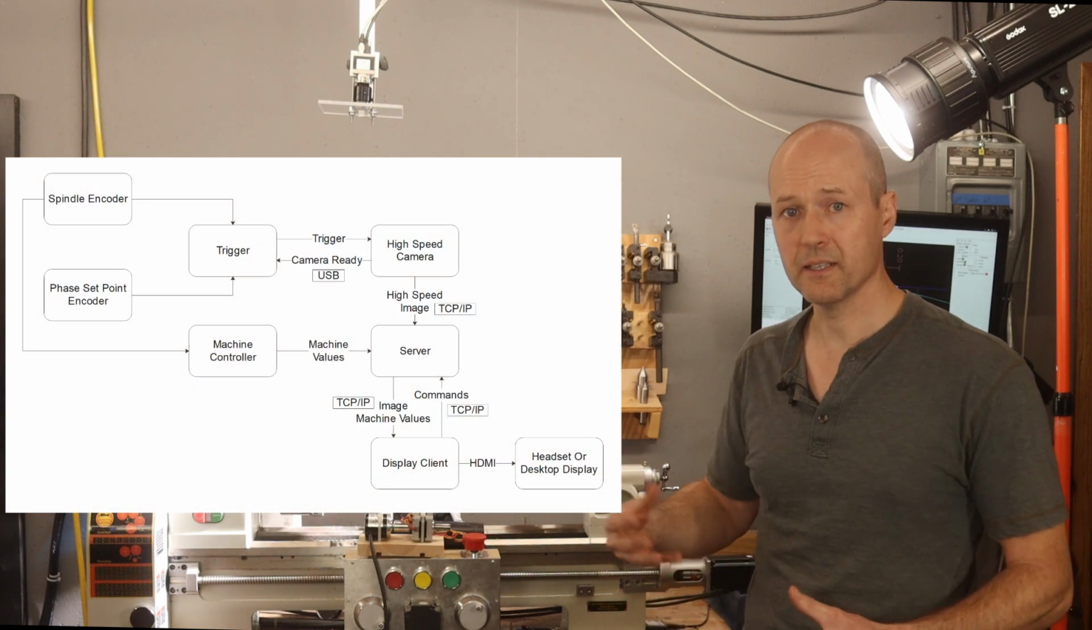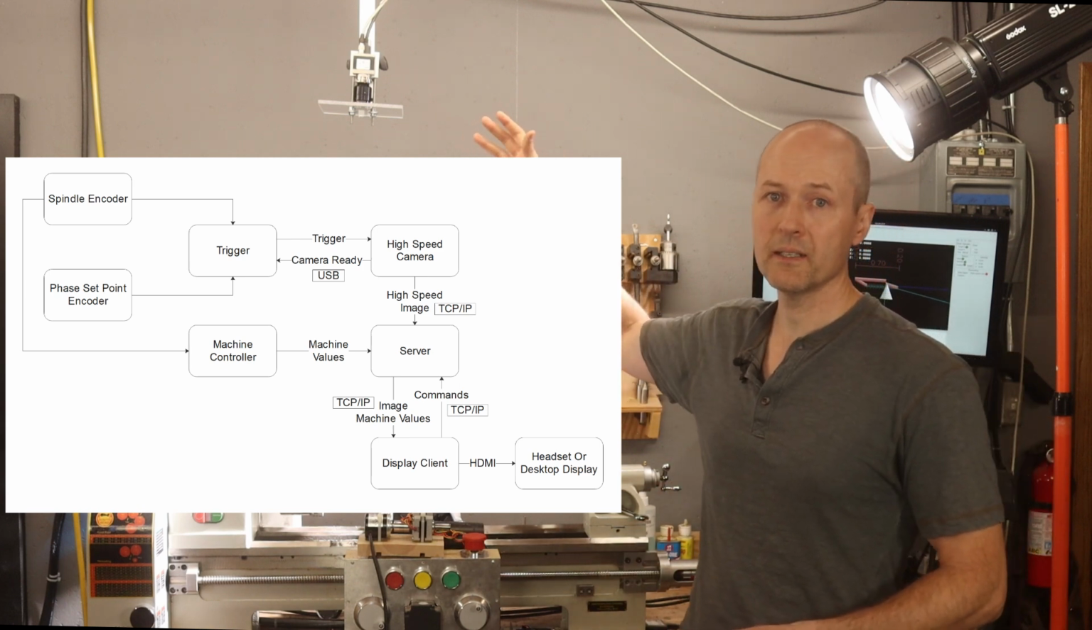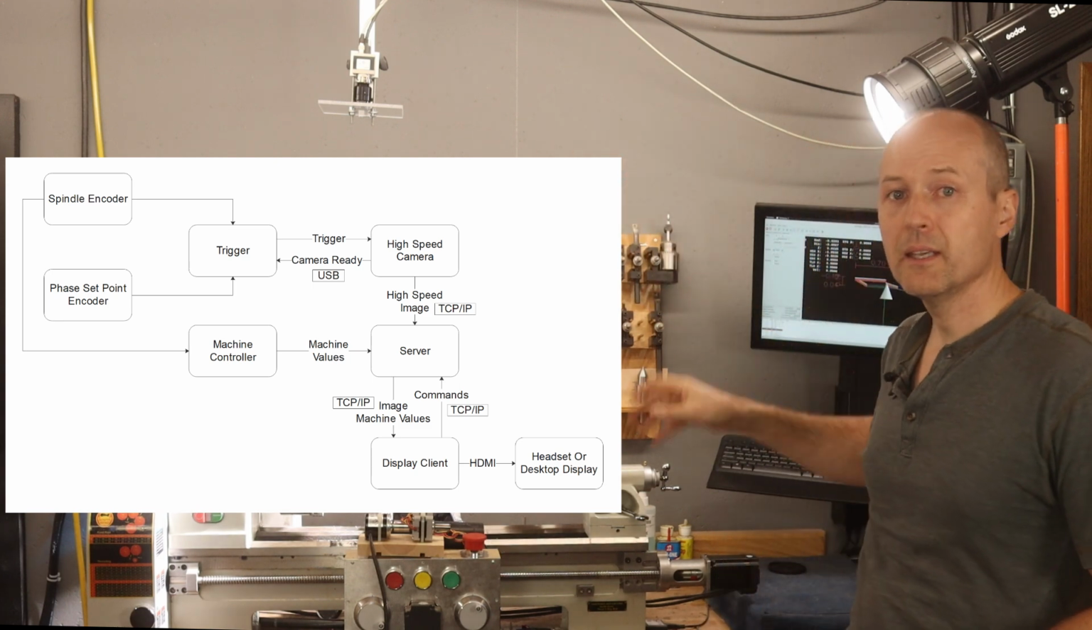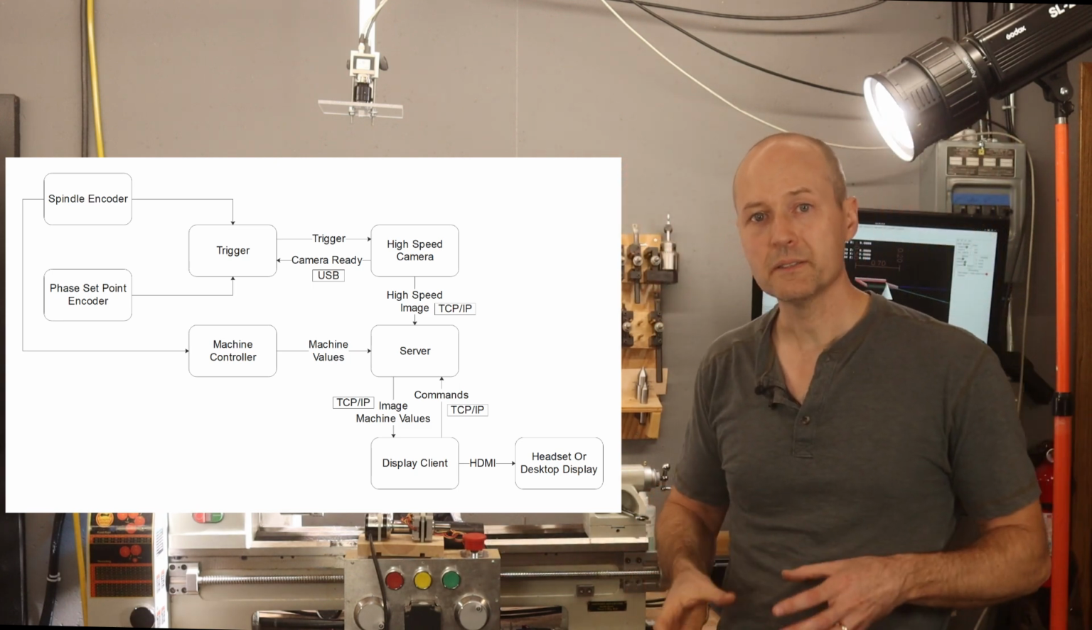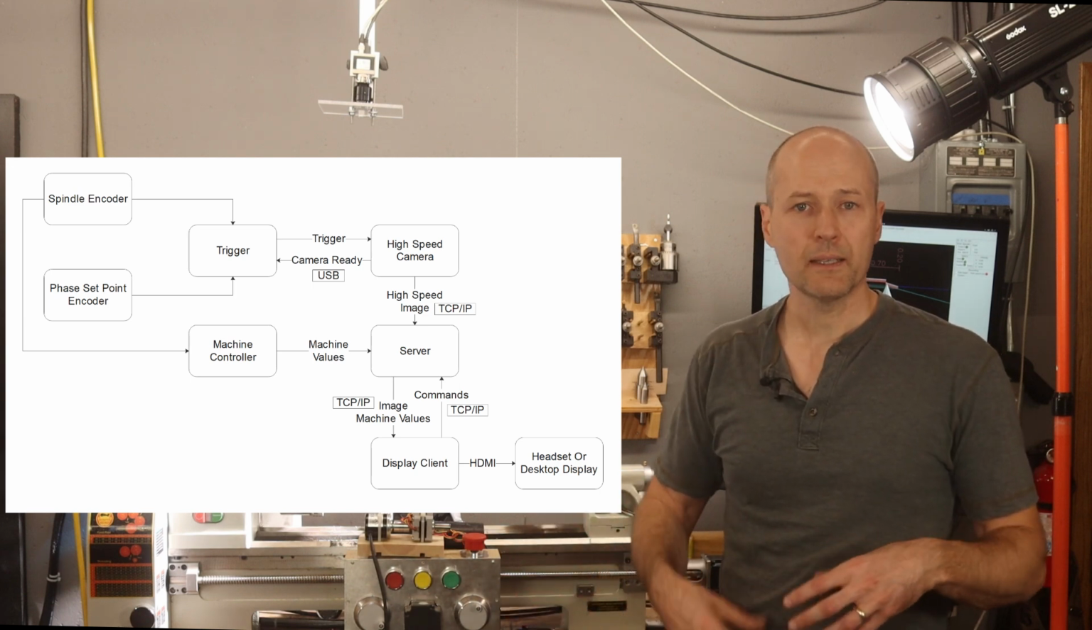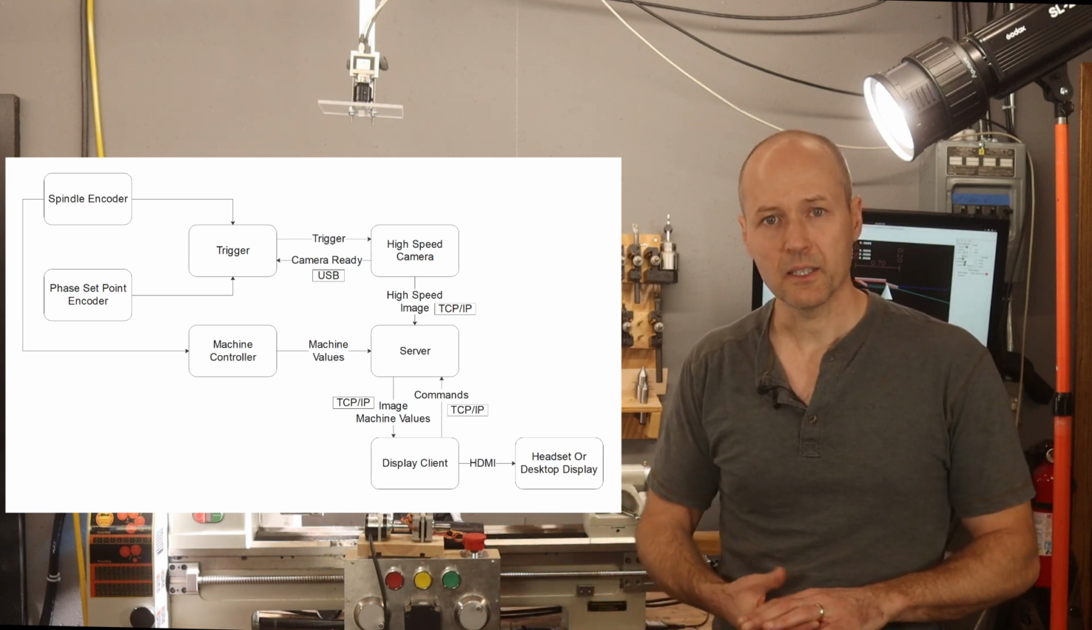The FPGA then triggers this camera using an electrical signal, and the camera sends the image over to a small TCP/IP server, which performs dewarping, cleans up the image, resizes it, and compresses it.